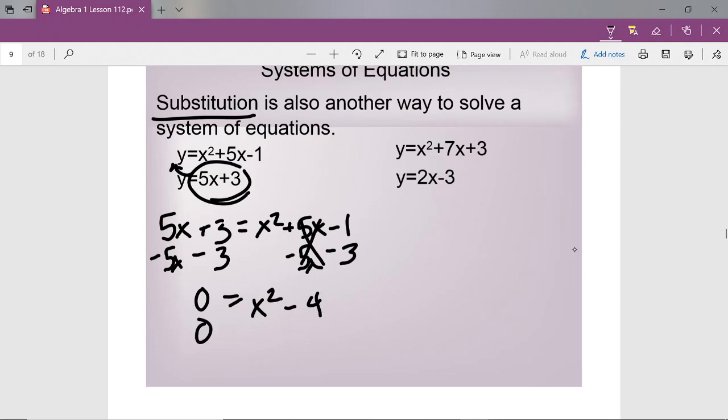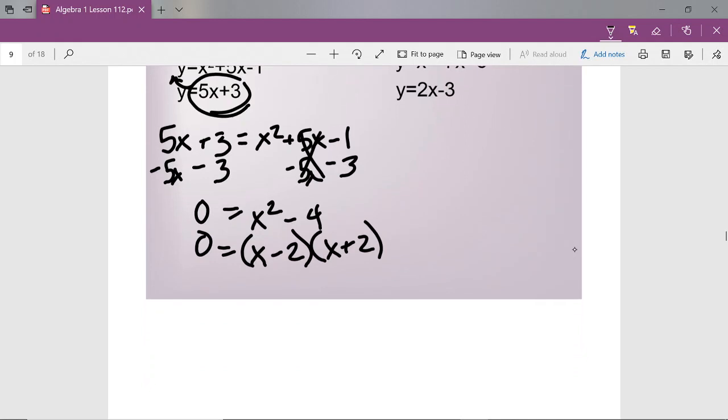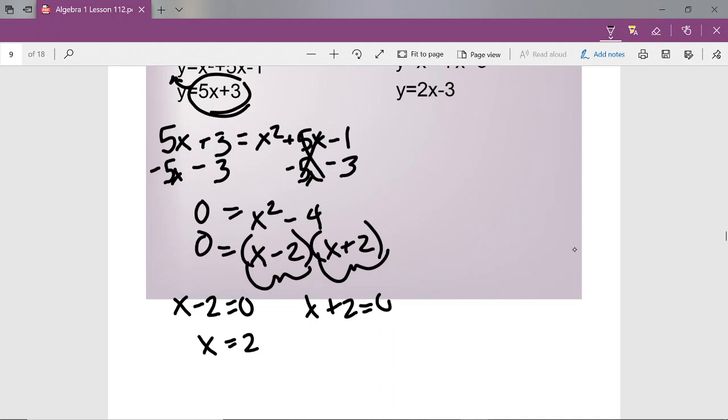And then, like we've learned, I'm going to factor. In this case, this is a difference of squares. I get x minus 2 and x plus 2. With the zero product property, I'm saying this could be 0 or this could be 0. So if x minus 2 equals 0 and x plus 2 equals 0, I can solve and say x could be 2, x is negative 2.